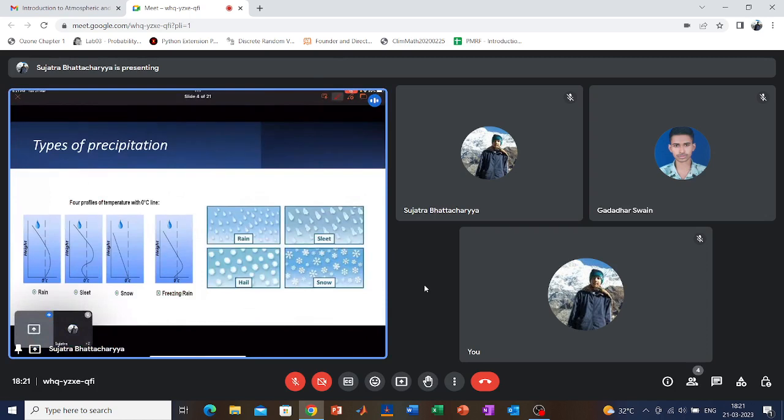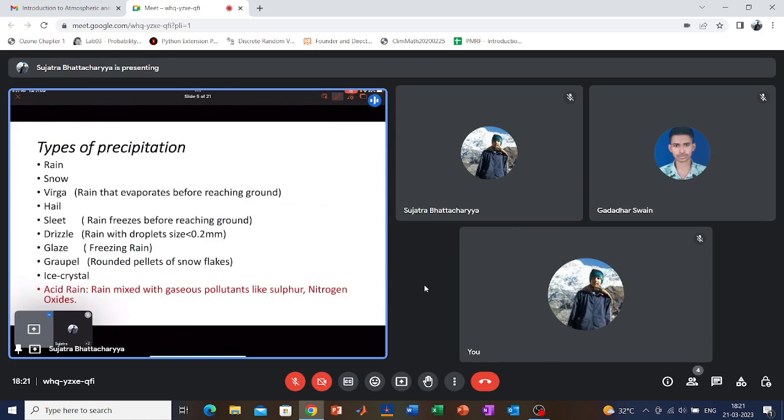Now I come to different types of precipitation. This will be helpful in the next week's assignment solving also. So the types of precipitation mainly considered are these 4 first, and after that there are many in between.